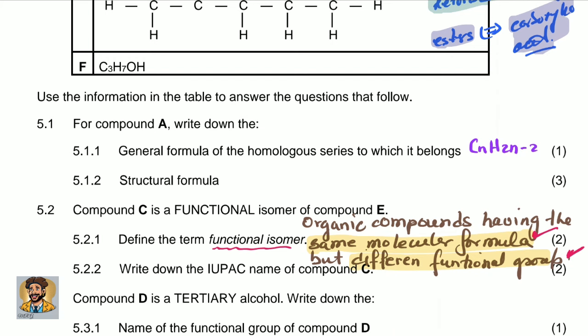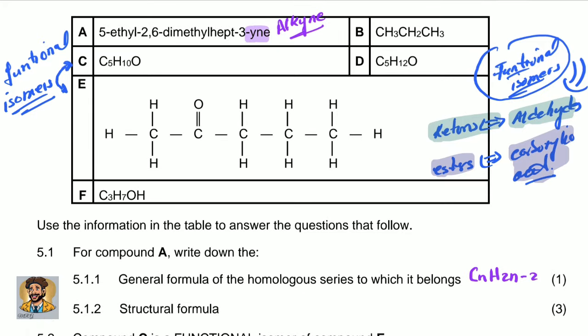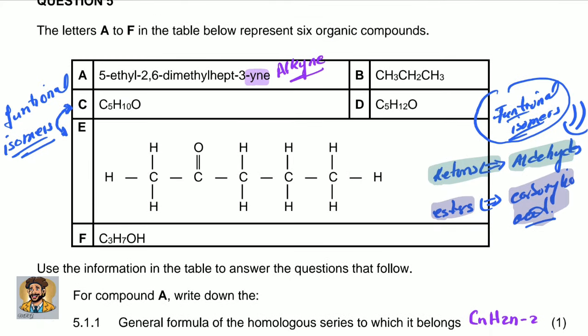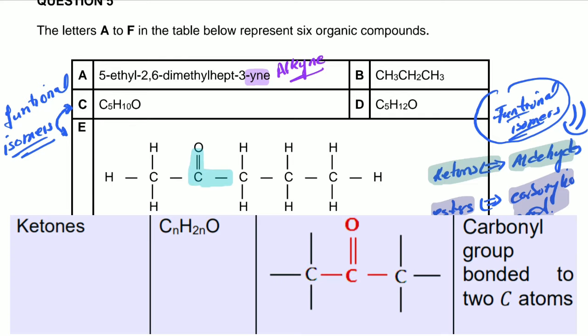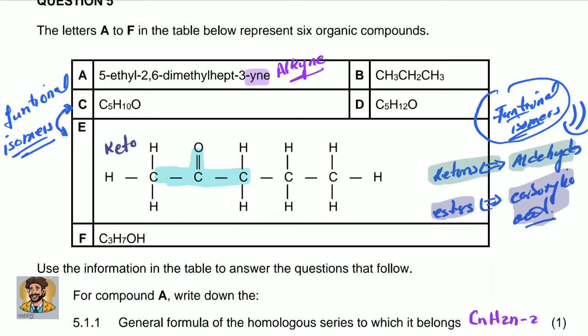Now, write down the IUPAC name of compound C. So now we're going to go here. We don't know what combination it is. We don't know what C is because we only see the molecular formula. But compound E is a ketone. You can see the functional group here. This is a ketone. You can easily see it there.